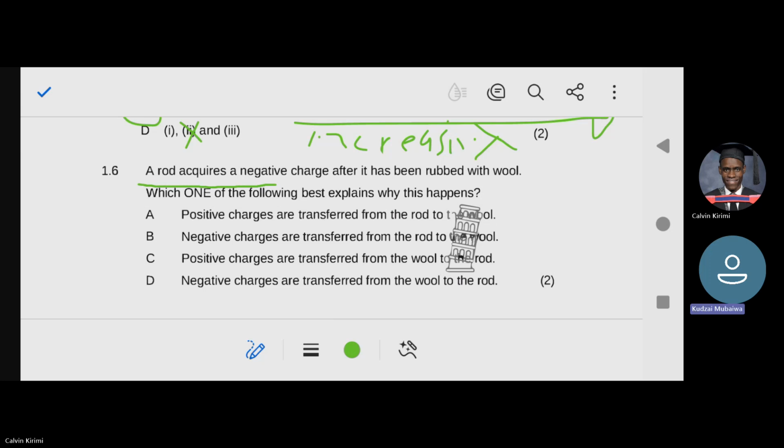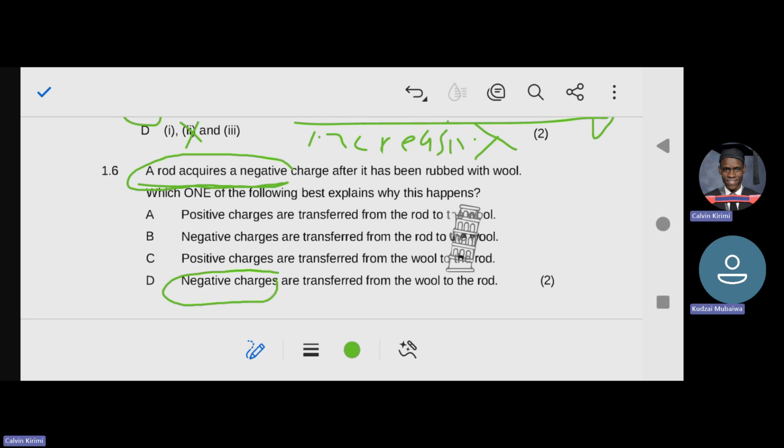So is it D? The negative charges are transferred from wool to the rod. Yes, it's D. Why? Because the rod has acquired a negative one charge. So these negative charges which it has gained, in other words these electrons, are what the rod acquires. If it has gained electrons, which means these negative charges, these are electrons that have been gained.